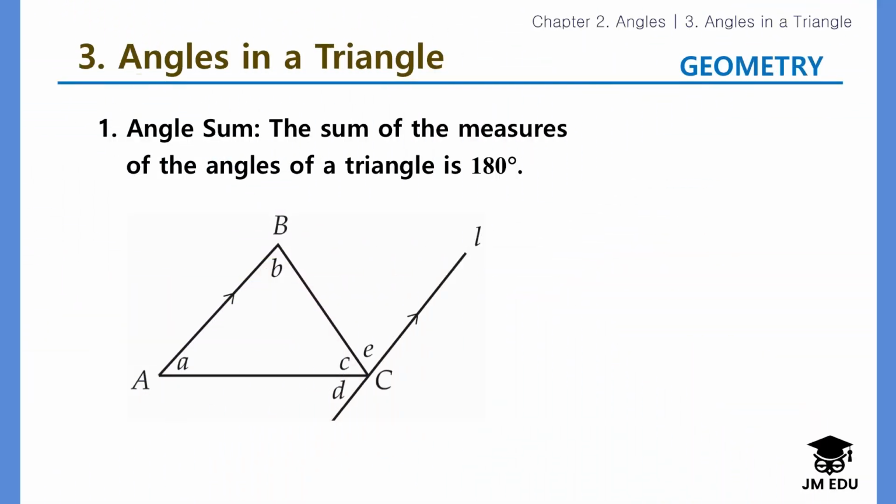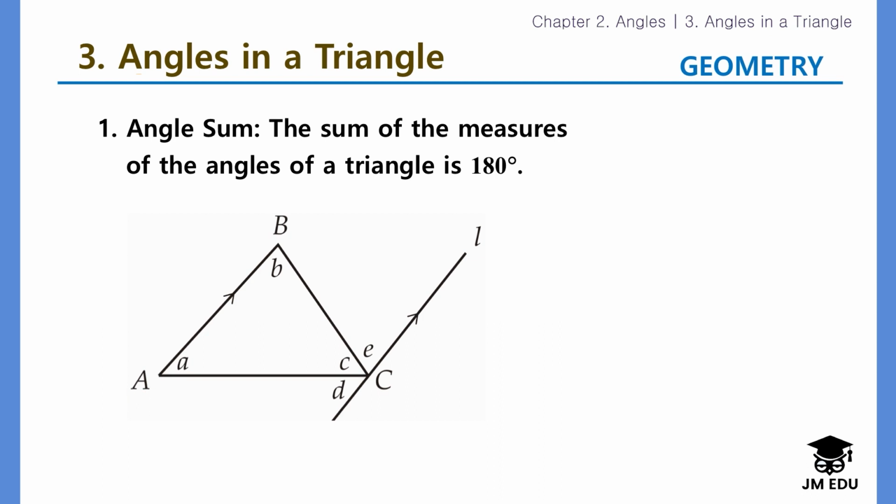In this lesson, we're going to talk about angles in a triangle. Number one, angle sum. The sum of the measures of the angles of a triangle is always equal to 180. And I'm going to show you why.